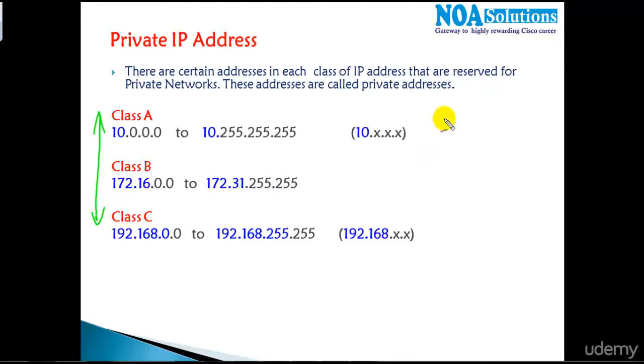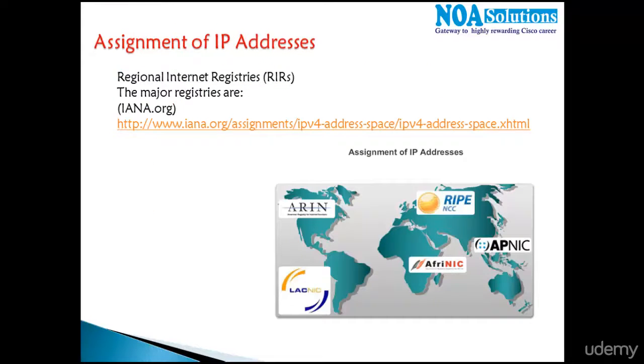I'll take one example to differentiate: 172.35.10.10. My question is, does this address belong to a private IP or a public IP? It's a public address. The reason is that anything between 16 and 31 is private. It is 35, beyond 31, so it will be a public address. Anything coming within this range, you need to understand as private IP addresses. Anything beyond this range will be identified as public addresses.